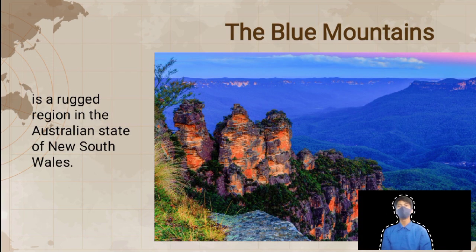Next, the Blue Mountains. The Blue Mountains is a rugged region in the Australian state of New South Wales. It is located about 800 kilometers west of Sydney and is bounded by the Nepean and Hawkesbury rivers in the east, the Coxs River and Lake Burragorang to the west and south, and the Wolgan and Colo rivers to the north. There are a number of towns and villages located in the Blue Mountains, including Katoomba, Leura, Blackheath, and Wentworth Falls.